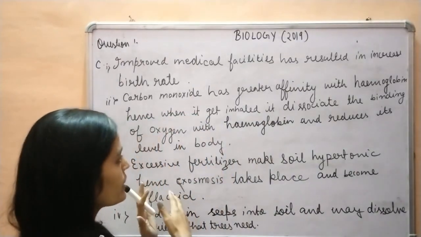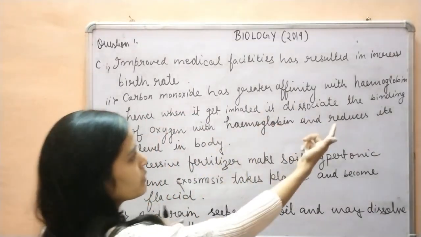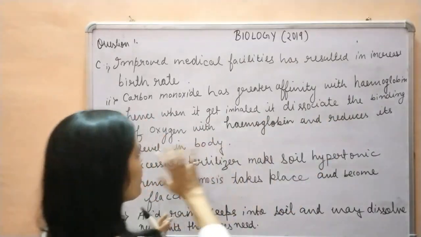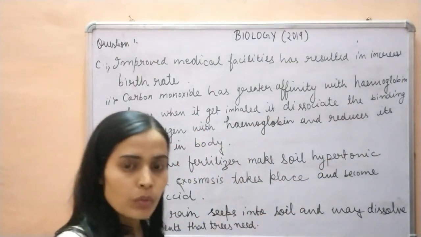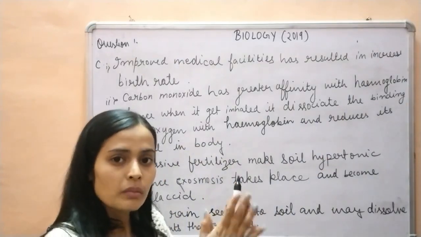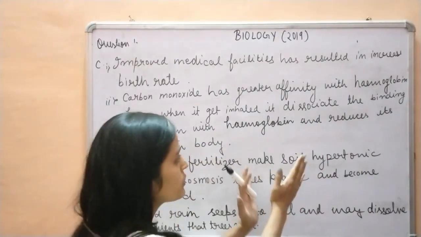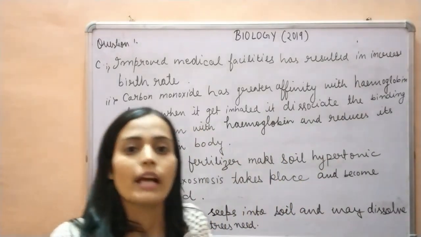So RBC have the strongest affinity with carbon monoxide, then with the oxygen, then with the carbon dioxide. So when it comes to the competition of carbon monoxide and oxygen, it will definitely choose the carbon monoxide. So carbon monoxide will be inhaled. That means what will happen? There will be dissociation in the binding of oxygen with the hemoglobin. Hemoglobin and oxygen will be dissociated because hemoglobin would like to go with the carbon monoxide.